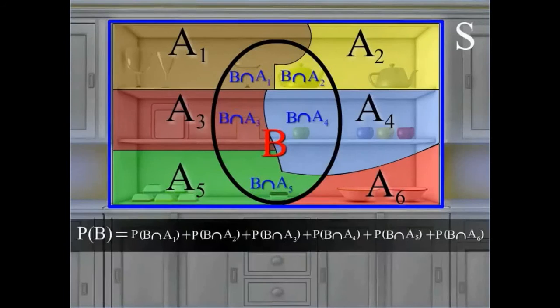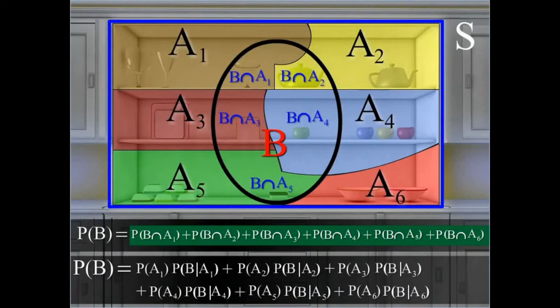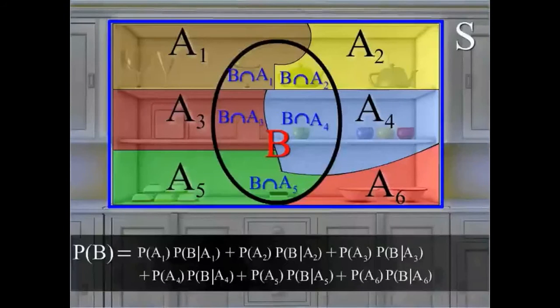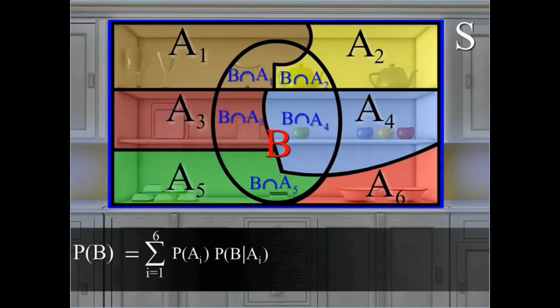We can represent right-hand side of the expression in terms of conditional probability. Thus, the probability of B is equal to summation of probability of B when Ai has already occurred into probability of Ai where i varies from 1 to 6. This expression represents the theorem of total probability for 6 parts of the partition.